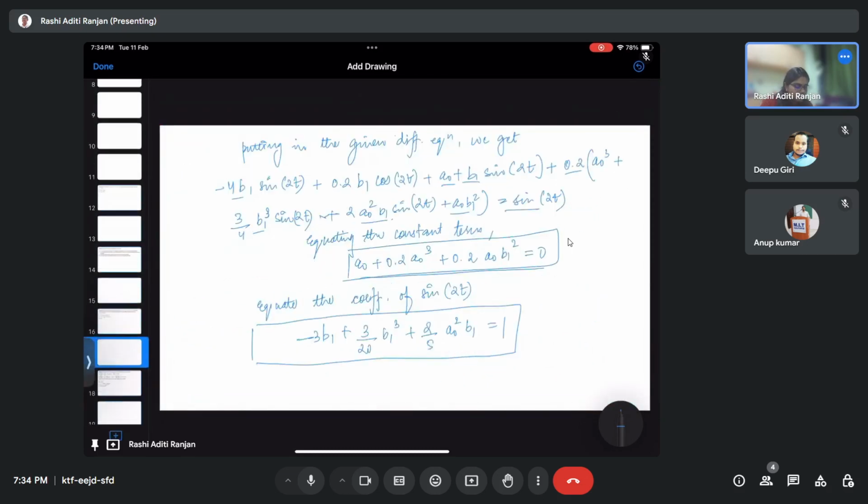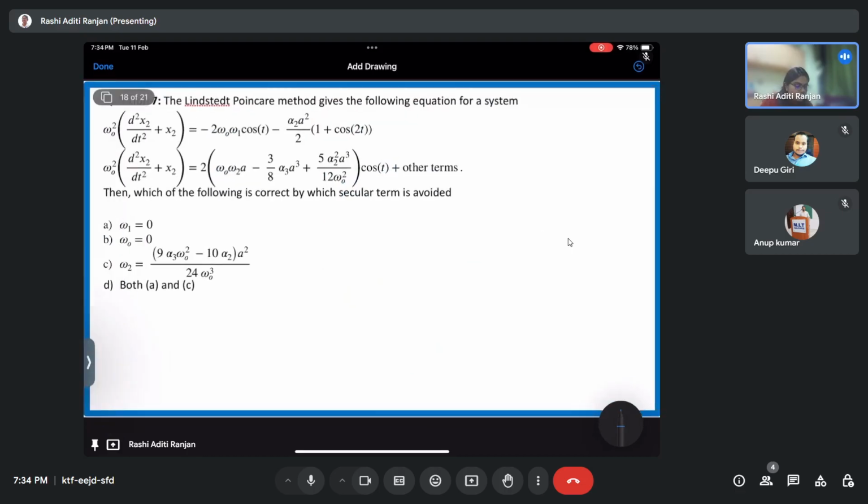So this is done. Coming on to question number 7. This is again based on the concept of secular term, but earlier we considered the exponential term on the right hand side. Here we consider the trigonometric terms, right? Because whenever we are solving any kind of nonlinear equation with the straightforward expansion or Lindstedt-Poincaré method, there we assume the solution in the form of a series using the bookkeeping parameter.